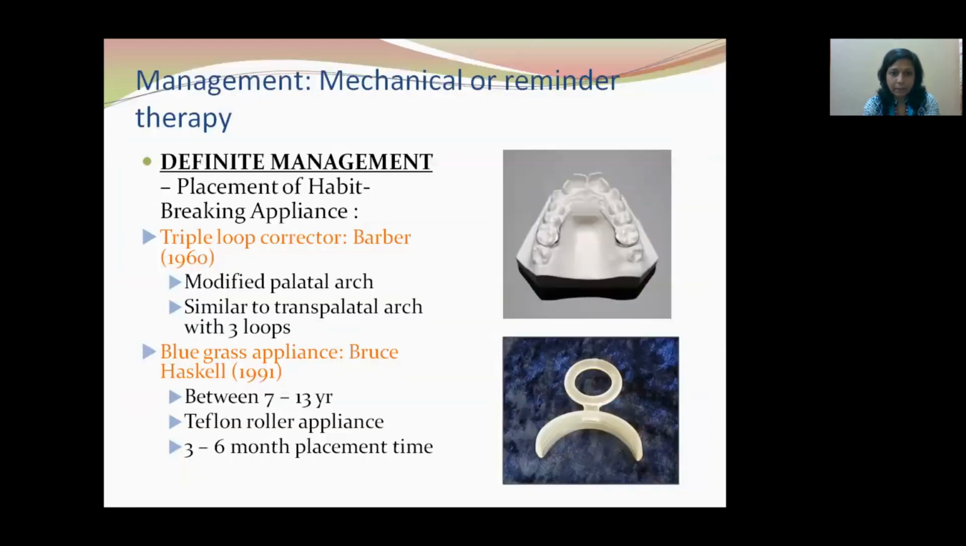Among the reminder therapy, some intraoral appliances can also be advised. Definitive management includes placement of habit-breaking appliances like the triple loop corrector that was introduced by Barber. It has a modified palatal arch and it has 3 loops similar to the TPA. The Bluegrass appliance is also used, that can be given between 7 to 13 years. And here is a Teflon roller type of appliance that should be worn 3 to 6 months to break the habit.